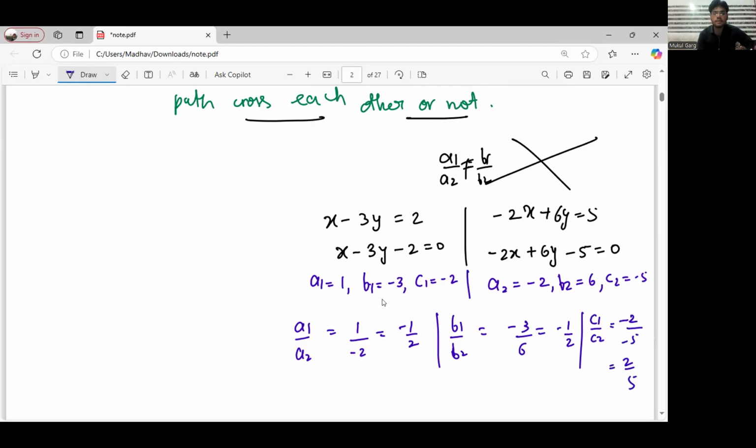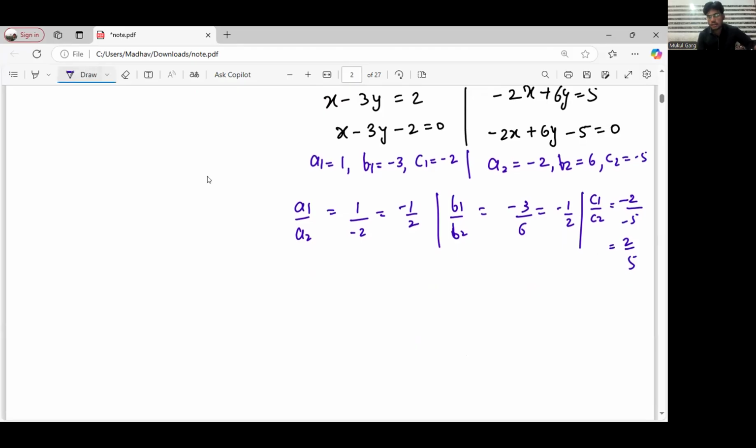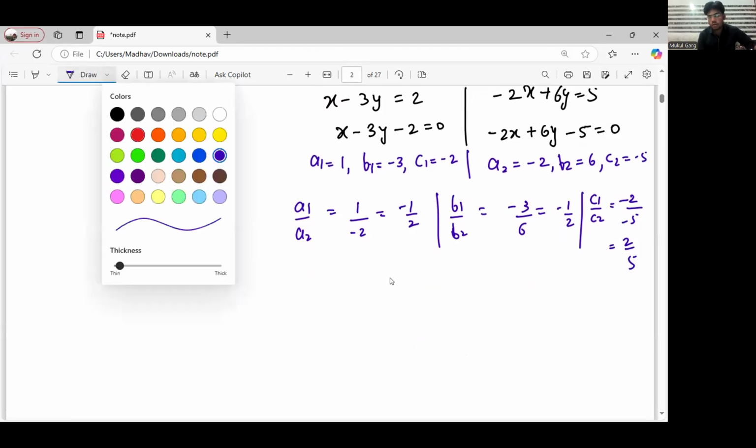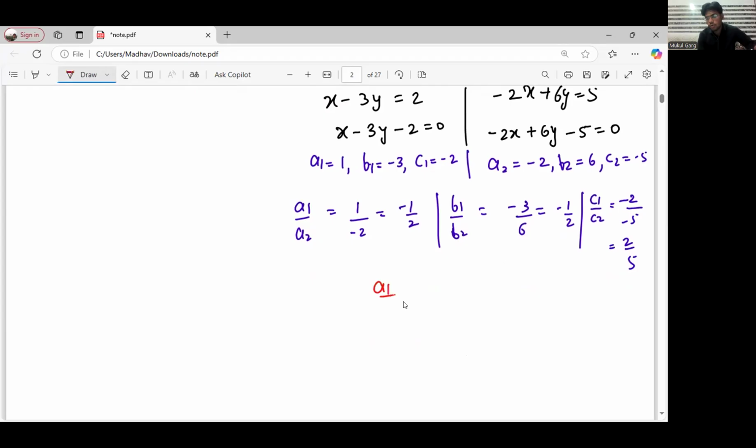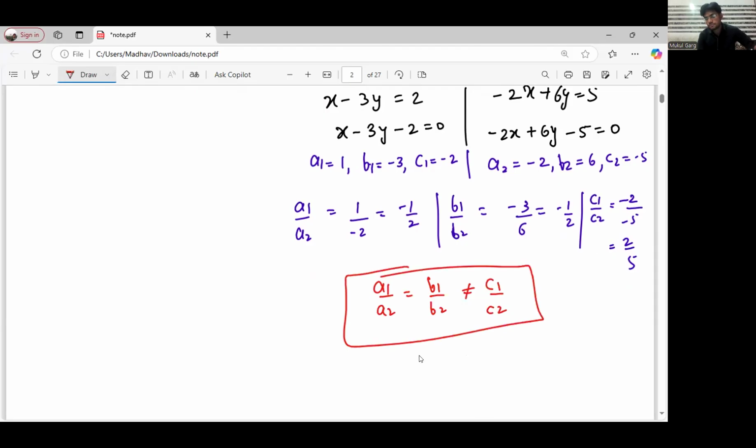So do you see something here? The condition we got, the relation, is a1 upon a2 equals b1 upon b2, which does not equal c1 upon c2. So this is the condition for parallel lines.